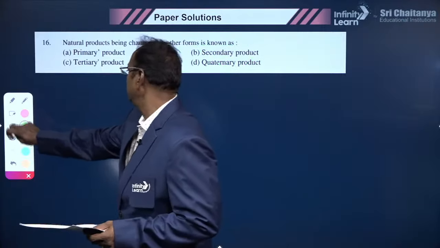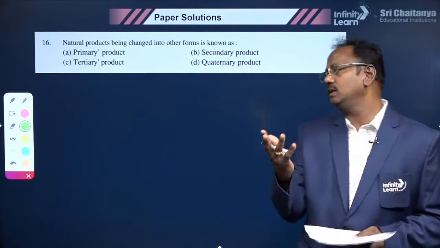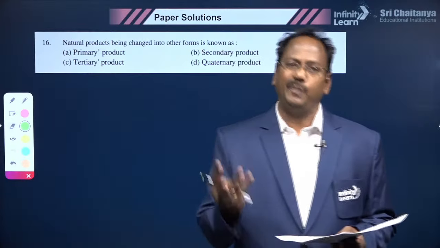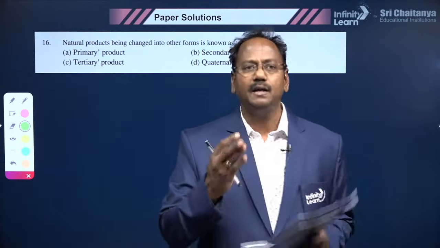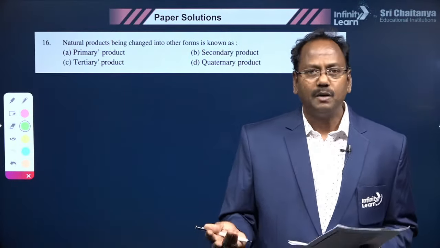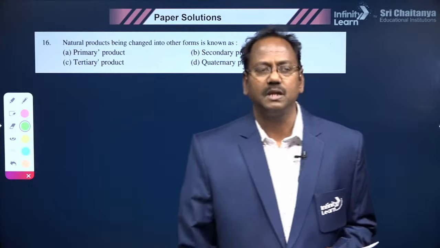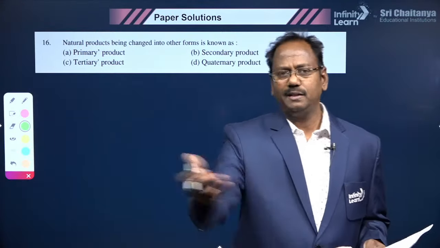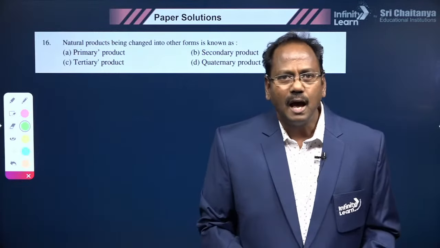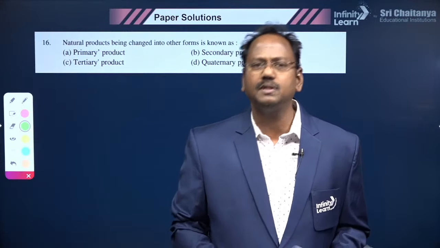Question number 16. Natural products being changed into other forms is known as... we have the three sectors: primary sector, secondary sector, and the tertiary sector. The primary sector, in which all the natural products are utilized and they produce something, isn't it? So they do not change their form, but when it comes to the next level, a kind of processing is done. Take for example the primary sector. We take the fish, understand? Directly we are obtaining fish from the sea and any other water bodies, and we use land and produce agriculture, the many products we are producing. So this is the primary sector.